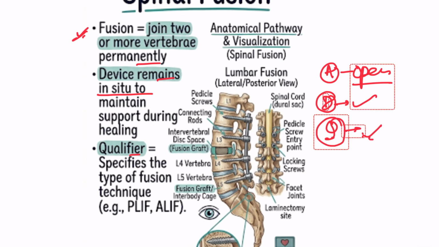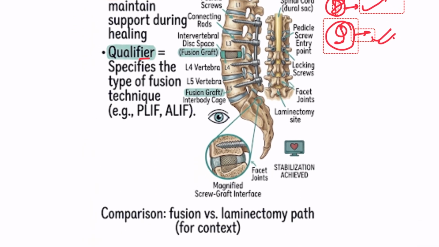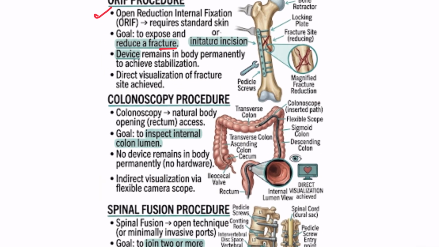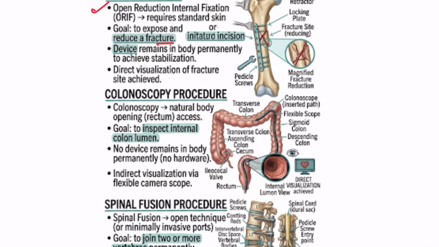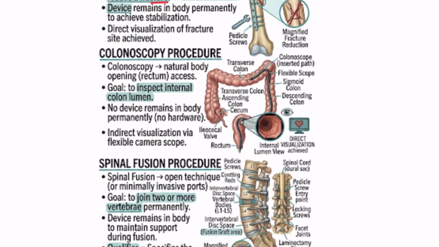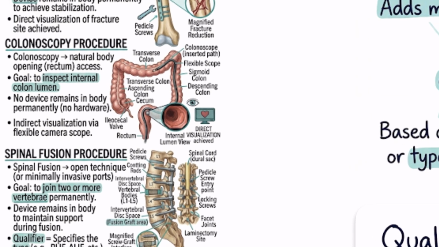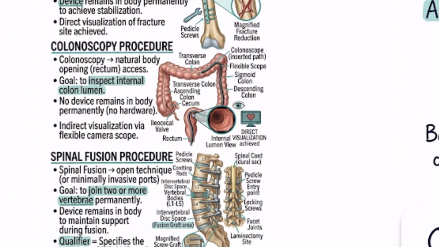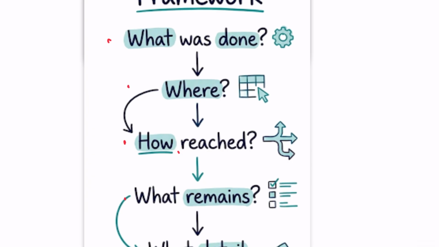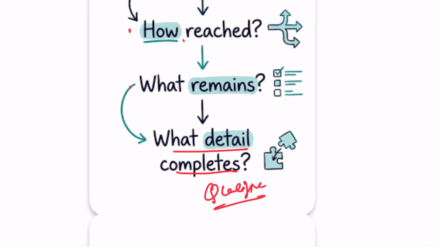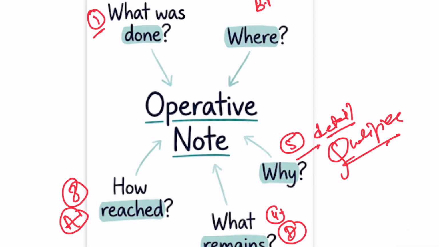Now let's step back and look at these cases together. Same system, different procedures, but the thinking remains the same, right? In every case, we are asking how the surgeon reached the structure, what remains inside, and what detail completes the picture, and that consistency is what is going to make your coding reliable.